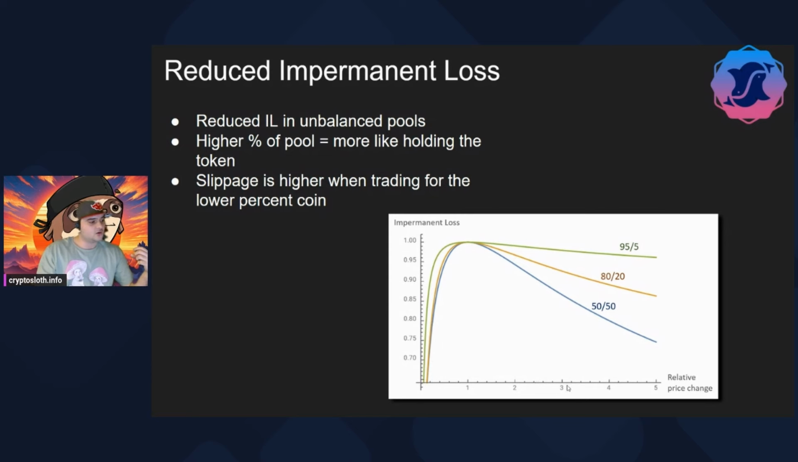If we go and look at the 3x relative price change, that 50-50 pool has gotten about 0.85 to 0.87, so that's like 15 to 13% impermanent loss. But as we go up the weightings and start to weight the pool more and more towards one token, you'll notice that impermanent loss is decreasing. In the 80-20 pool, it's closer to 5% impermanent loss, and in the 95-5 pool, it's almost like you haven't experienced any impermanent loss at all.